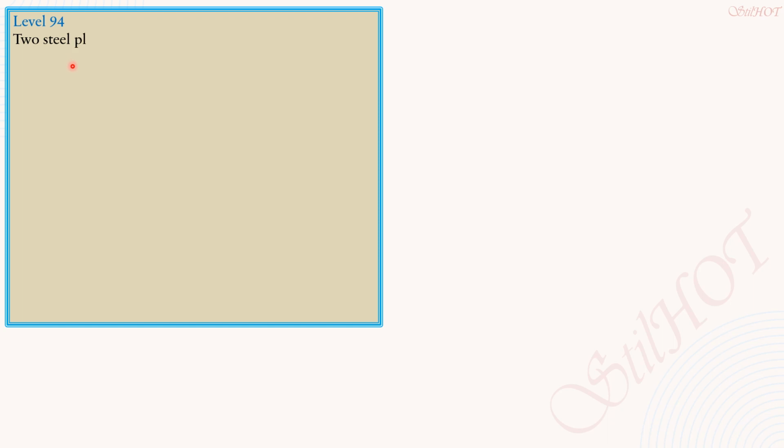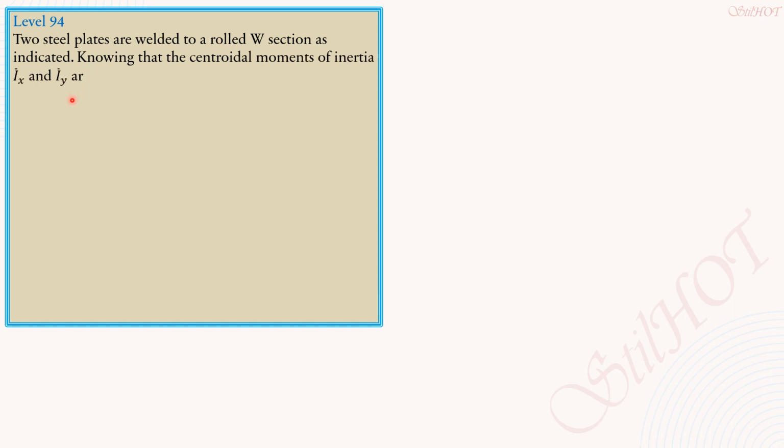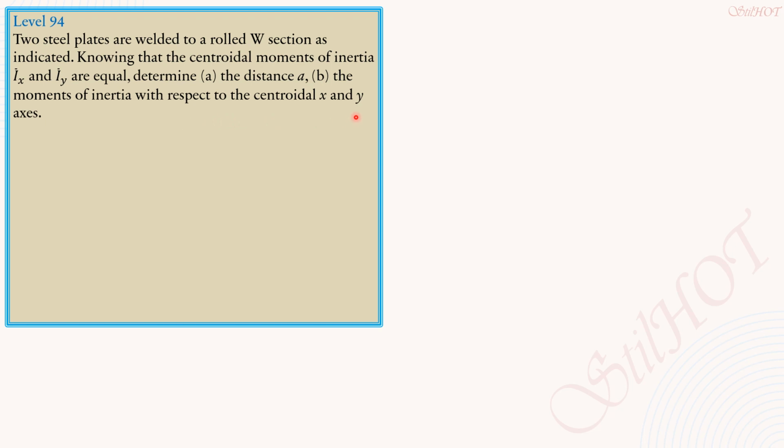Problem 94: Two steel plates are welded to a rolled W section as indicated. Knowing that the centroidal moments of inertia I bar x and I bar y are equal, determine part A, the distance a, and part B, the moments of inertia with respect to the centroidal x and y axes. So here is the given figure.